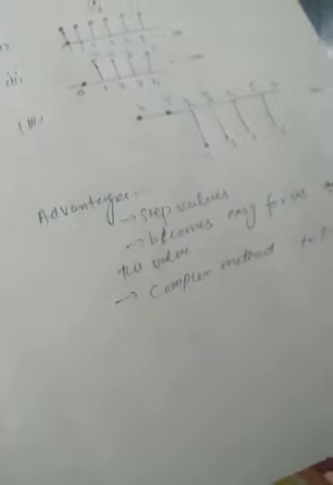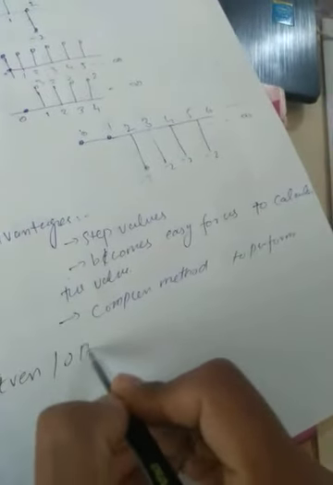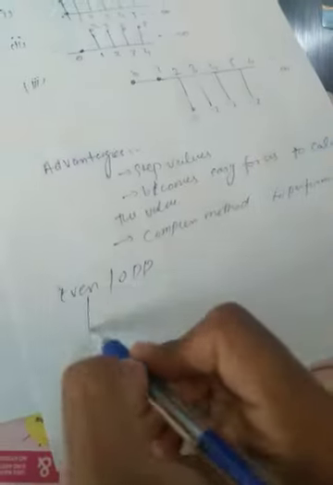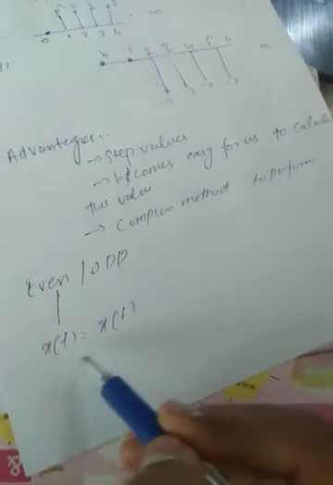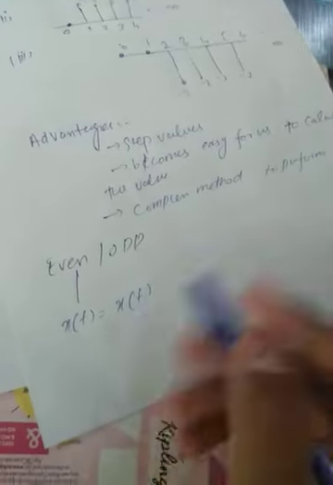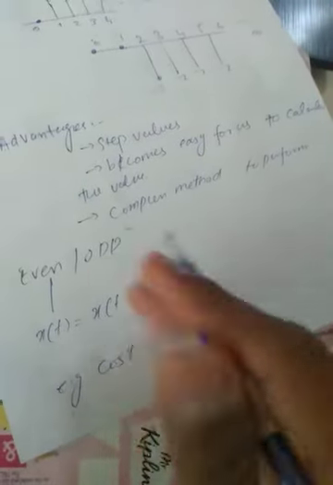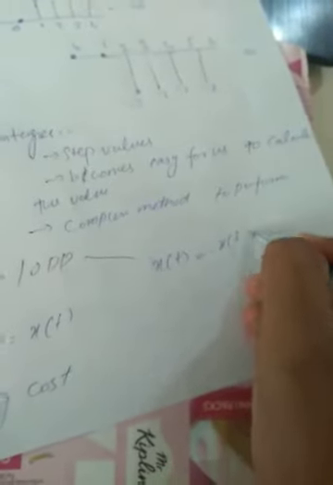And the next thing is even-odd decomposition. What do we do in this decomposition? An even signal is one where, when we put minus t in place of t, it has no effect on the signal. For example, cos of t is an example of an even signal. And in the odd signal, x of minus t is equal to minus x of t. What we get is that we change our signal.